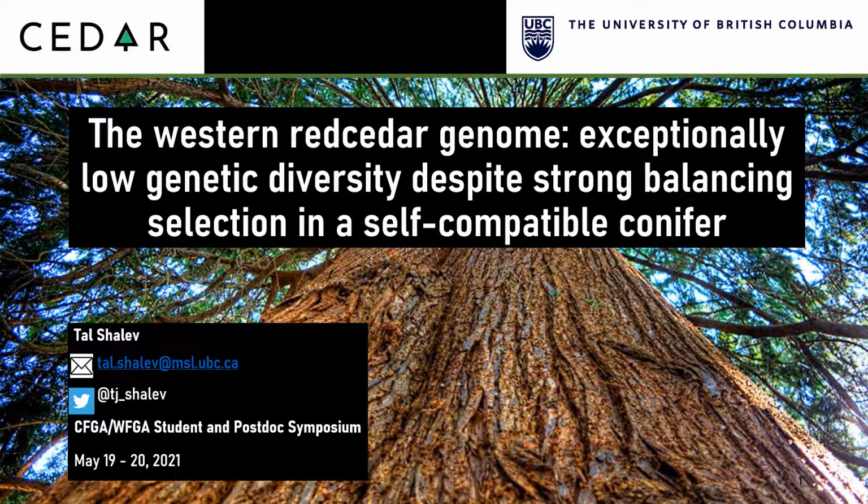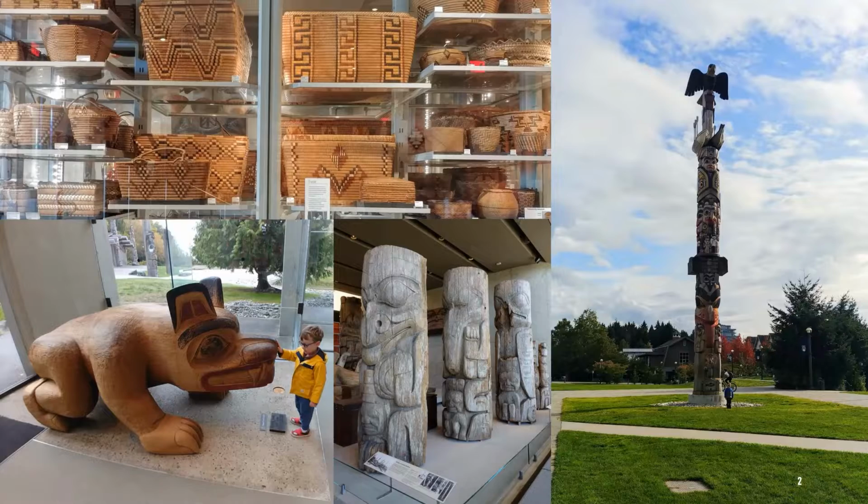It is an economically, culturally and ecologically very important species here in British Columbia. Western red cedar is the provincial tree of British Columbia and has been used extensively by coastal First Nations in their art and totems, as we can see here from these pictures out at UBC. Here we have the Truth and Reconciliation totem pole and a lot of art and sculptures at the Museum of Anthropology.